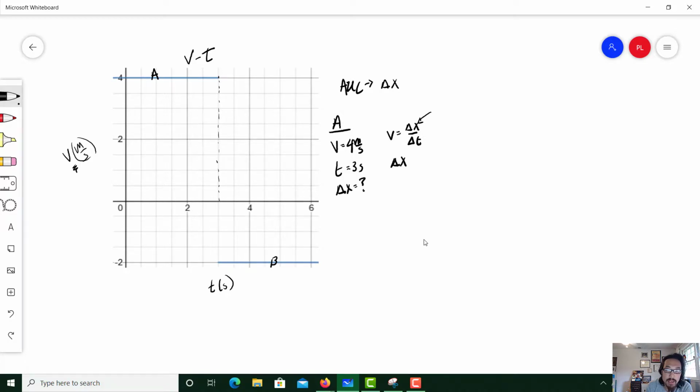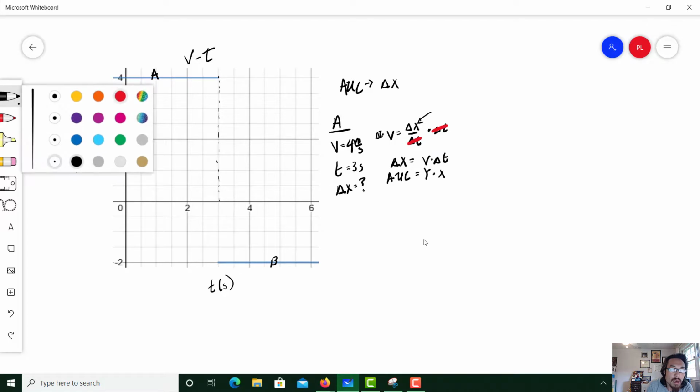So it'll be delta x is equal to velocity times delta t. And we got that by multiplying both sides by delta t. When I do that, the numerator and the denominator cancel out, leaving us with this equation down below. Now, whenever you multiply the y-axis by the x-axis, the y and the x in the original equation, graphically, that is represented as the area under the curve.